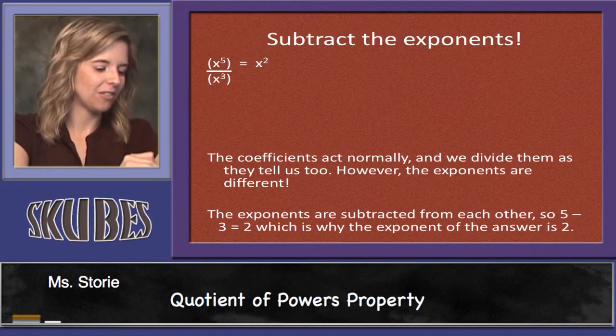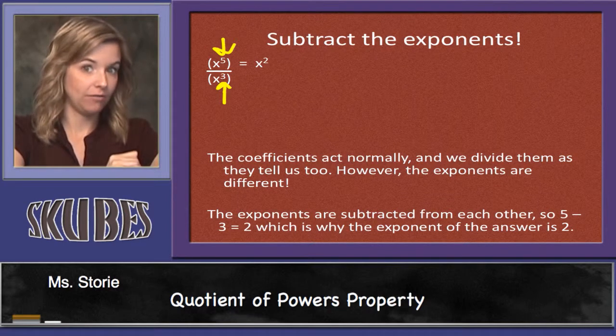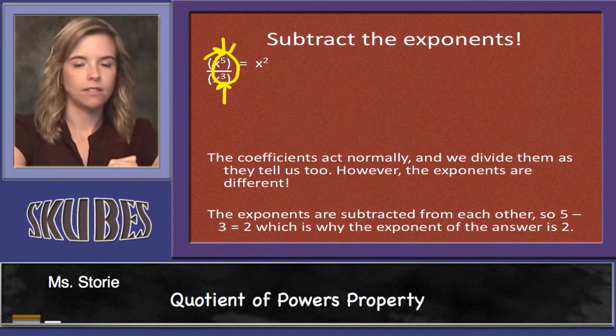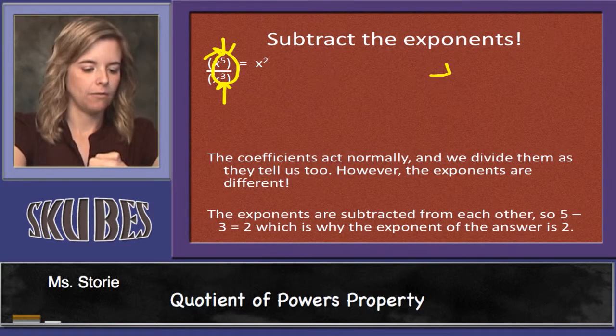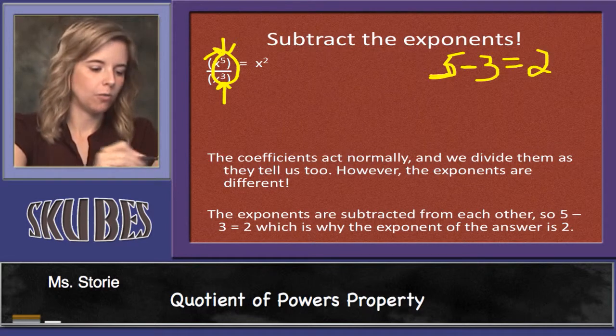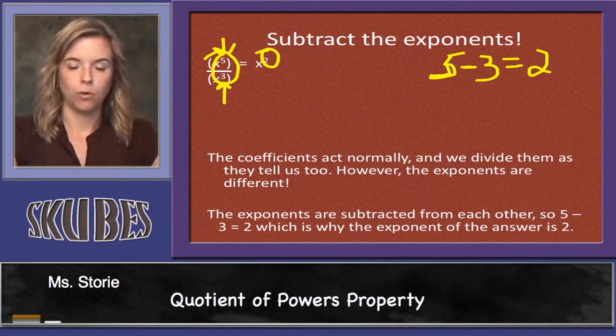Now, let's look at the exponents. If the coefficients were divided, following the rules, the exponents do something different. Instead of being divided, we need to subtract them. So we're going to take 5 and take away 3, and you end up with 2, which is why right here your exponent was 2.